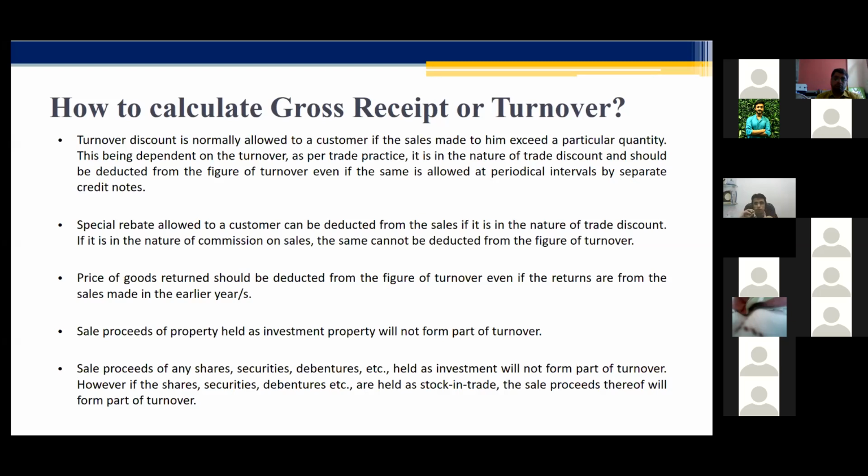Sales return. Price of goods returned should be deducted from the figure of turnover, even if the returns are from the sales made in earlier years. So sales return has to be reduced from the sales, even if the sales was booked in the earlier years. Sale proceeds of property held as investment property will not form part of turnover. Very clear, immovable property will not be held. Sale proceeds of any share securities we have already discussed. Only if it is in stock in trade, it will form part of turnover, otherwise not.